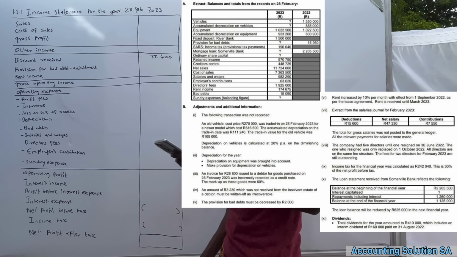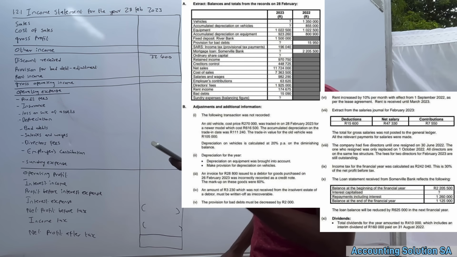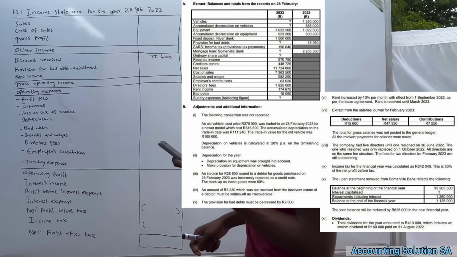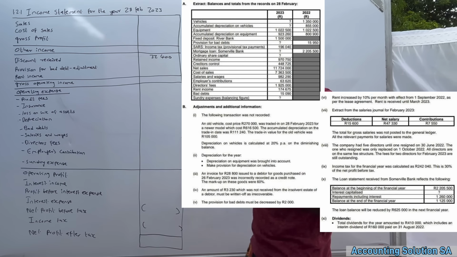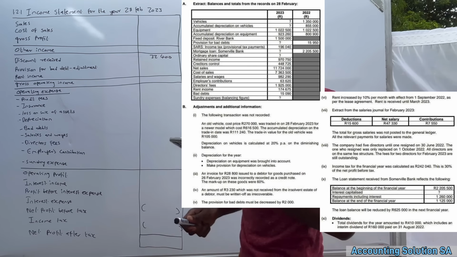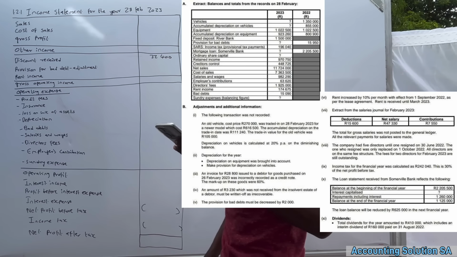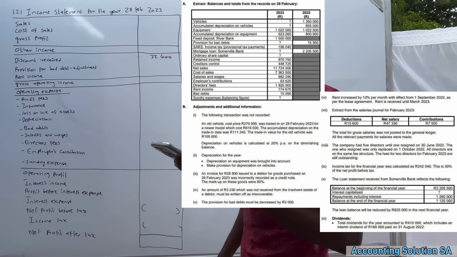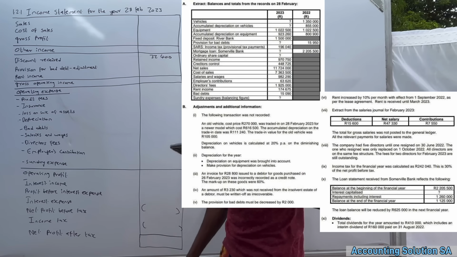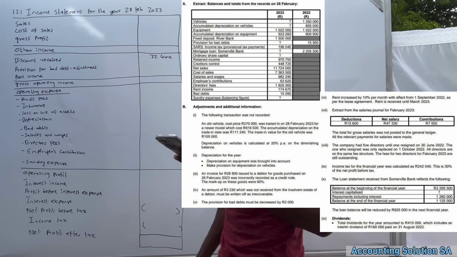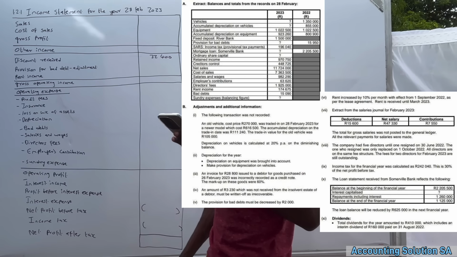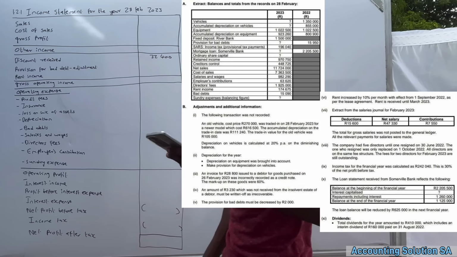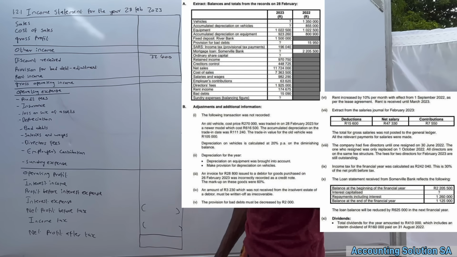Okay, let's just go straight to the information, because of course we're going to prepare the income statement for the year ended 28 February 2023. Okay, they give us extract A, which is the total balances from the records on 28 February. Then they give us a balance sheet section, and they also give us a nominal account section, from which we are going to get the amounts for the income statement.